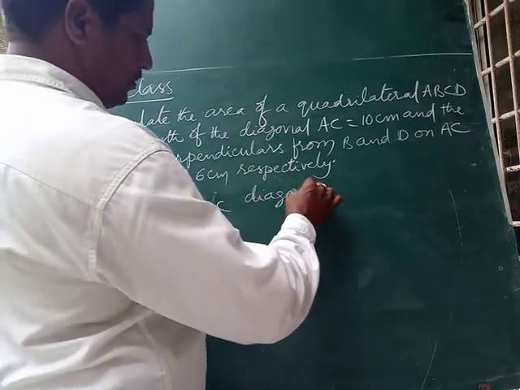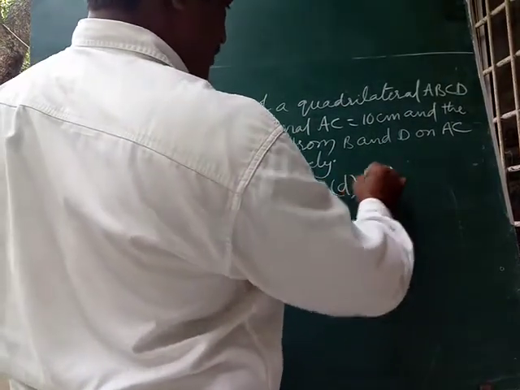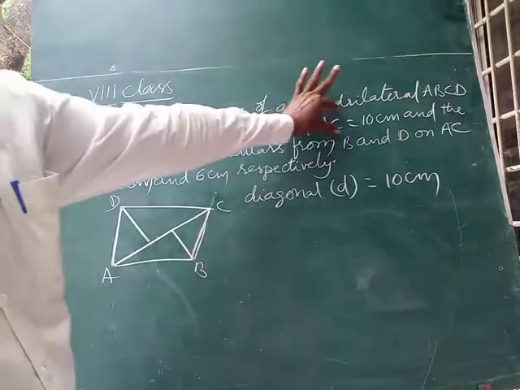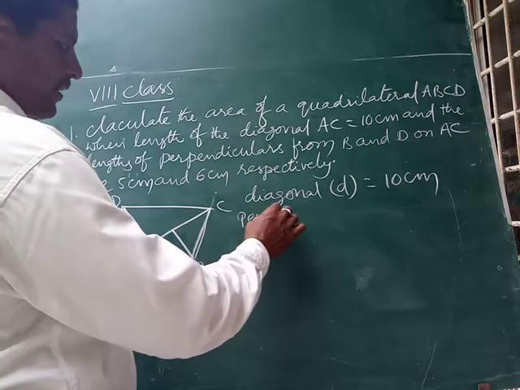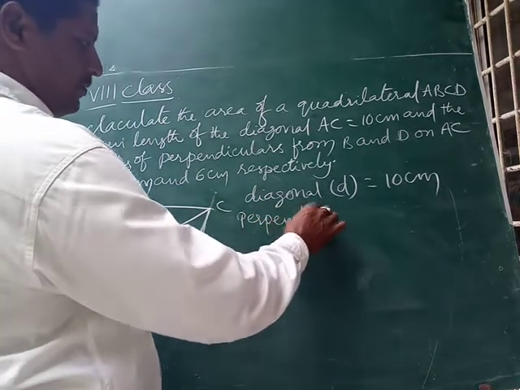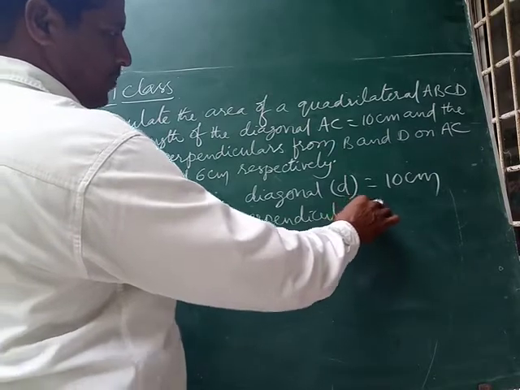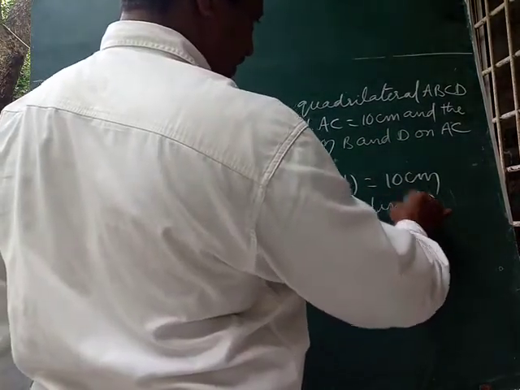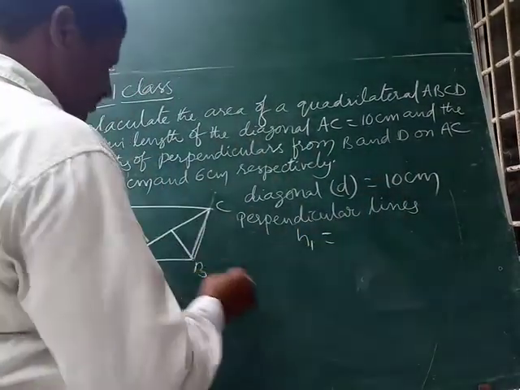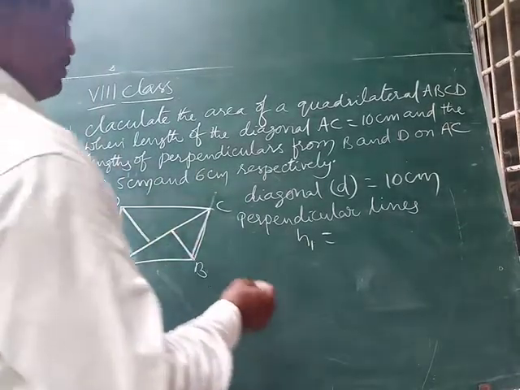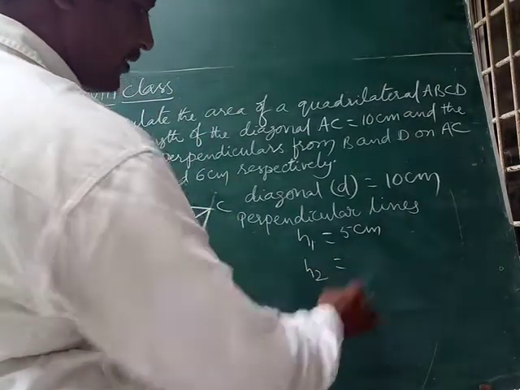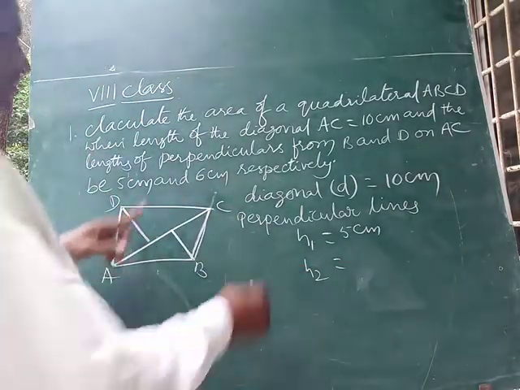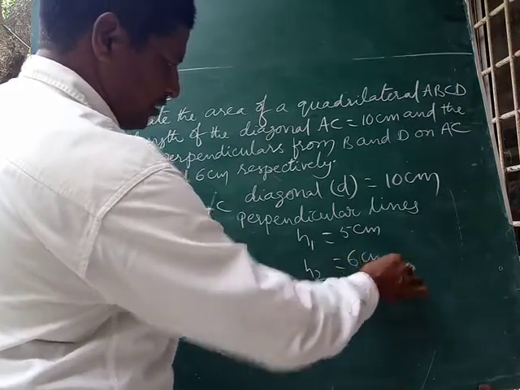Diagonal AC is equal to 10 centimeters. Now, the perpendicular lines. This is H1, which is 5 centimeters. This is H2. Height 1, height 2. This is 6 centimeters.